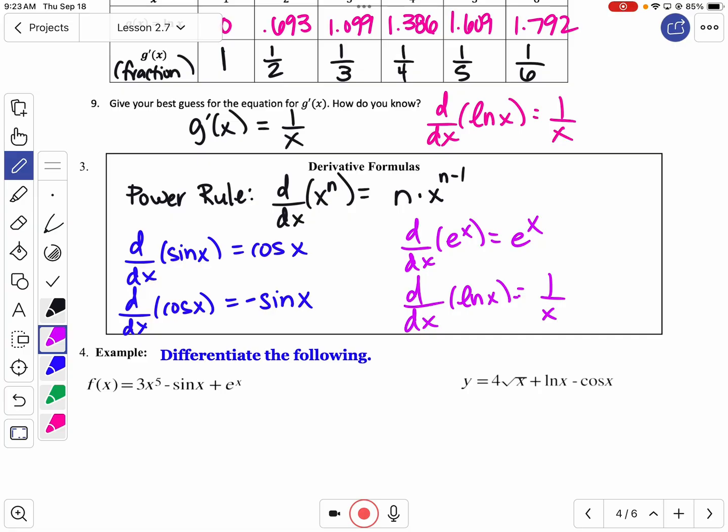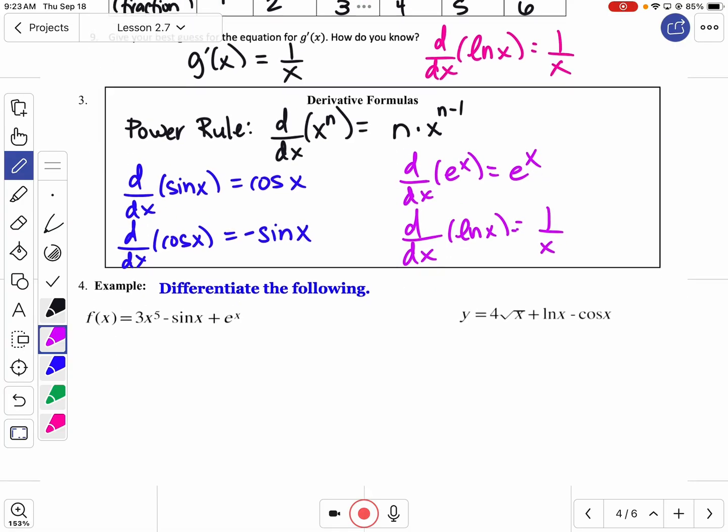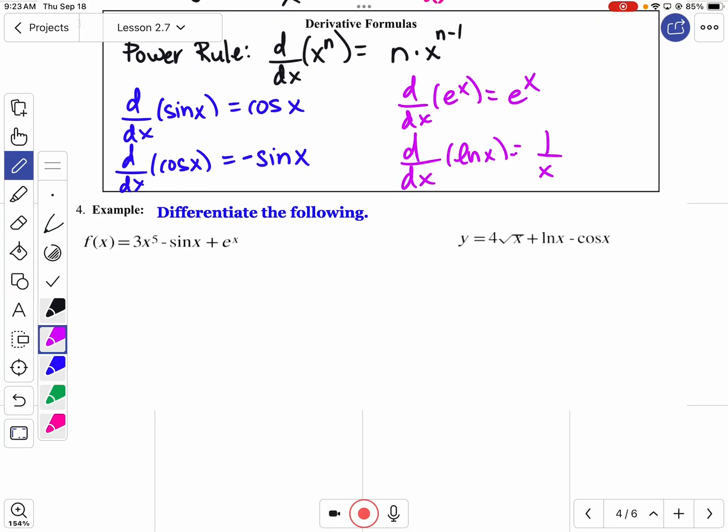Those are the ones we got to know. If you want to add them to your formula sheet so you got them all in one place, that'd be a great idea. Okay, so let's do a derivative. Let's do one together here, number 4.